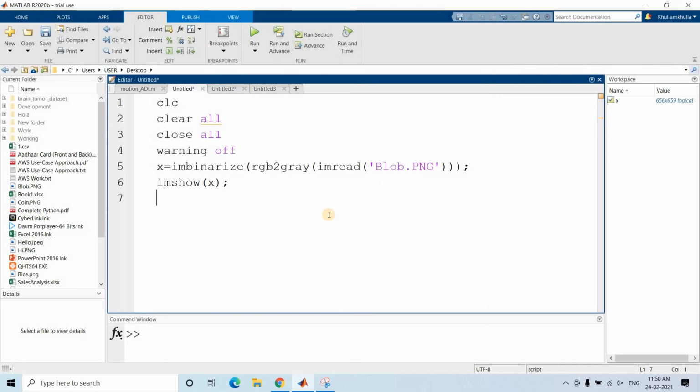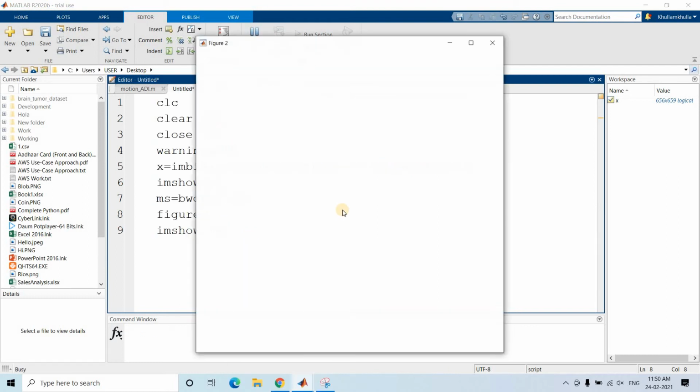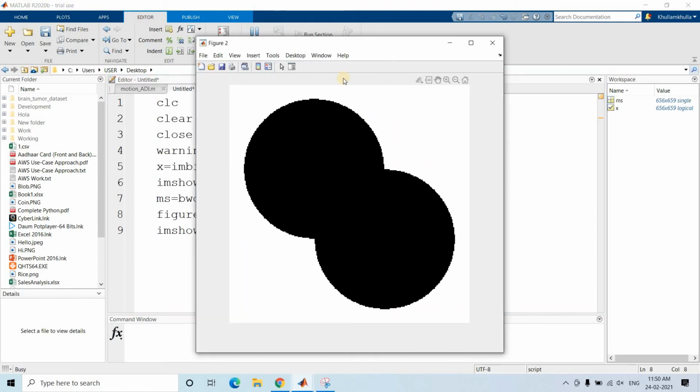So what I'll be doing, I'll be applying my distance transform on this particular image. Here first I will be writing image equal to bwdist. This is the function to apply distance transform. I am passing my binary image, I am giving figure, and I am showing the image. Let's run this piece of code and see how the distance transform is generating the image.